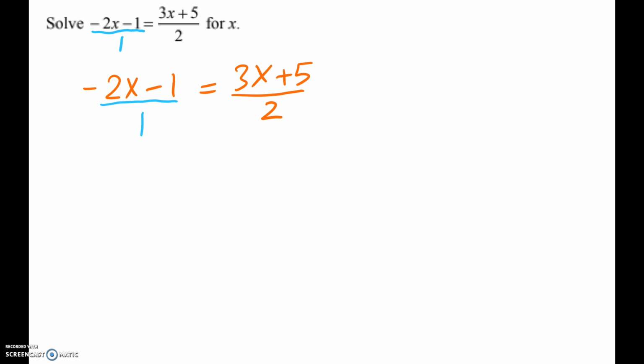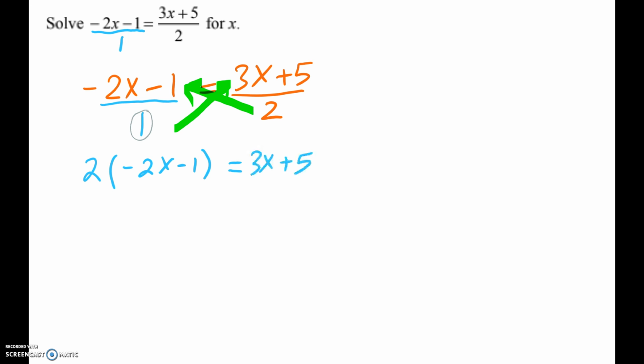Okay, so typical cross multiplication. I'm going to multiply 2 and negative 2x minus 1, and I will multiply 1 and 3x plus 5. It's going to be itself, because when you multiply a number by 1, it is always itself. Alright, so I need to be careful. I am going to multiply 2 by negative 2x minus 1. I use parentheses because I don't want to make a mistake. 1 times 3x plus 5 is 3x plus 5.